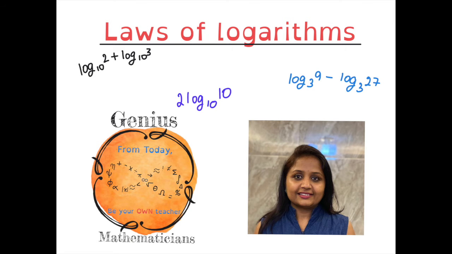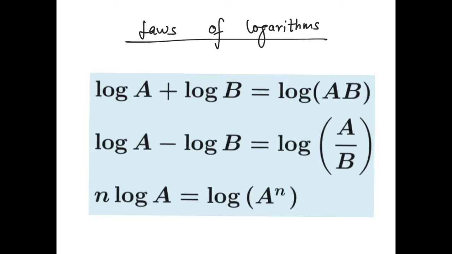Let's get started. If it's given log A plus log B, it will be log AB. So two logs we can combine into one log by putting them together. So if two logs are in addition, we can keep them together in multiply. Log A minus log B. If the two logs are in subtraction, then we can represent them as a fraction, log A over B.